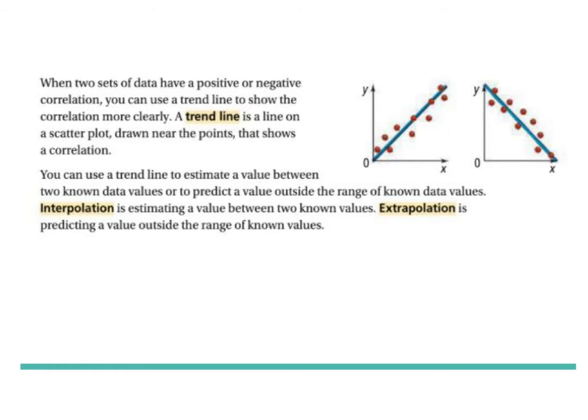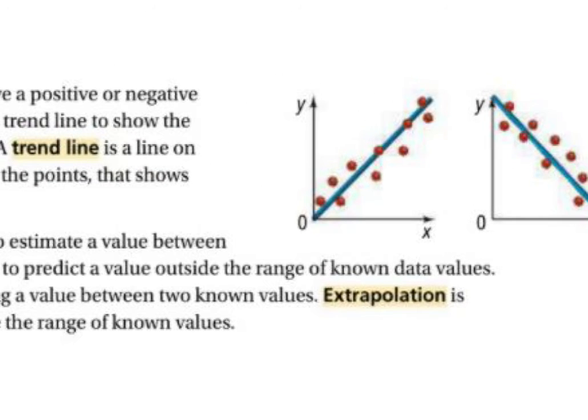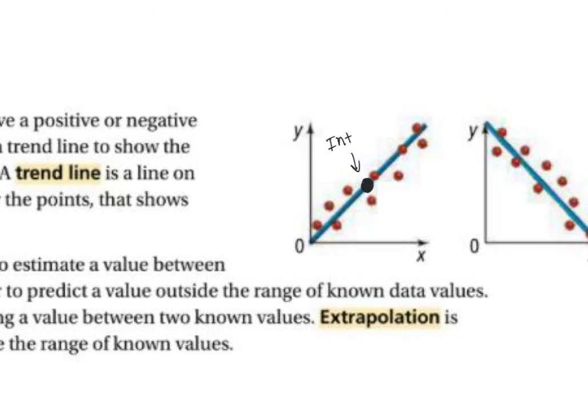So how are we going to remember this? Take a look at our graph over here. If we were to predict a point right here, this would be interpolation. If we were to predict a point out here, this would be extrapolation. So interpolation is between the points, extrapolation is outside.